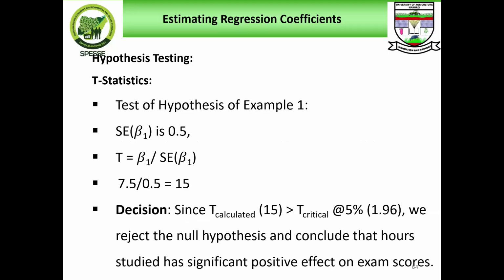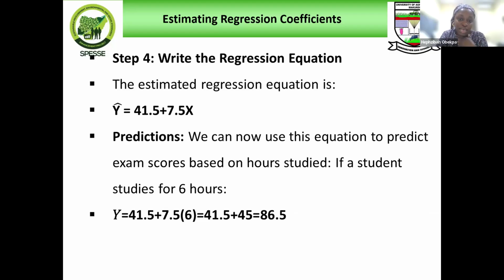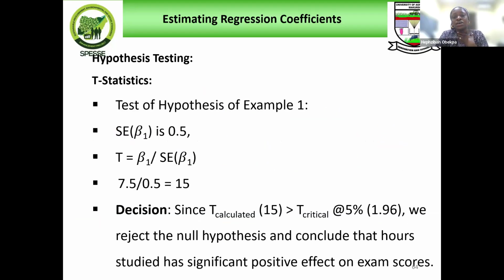Now, hypothesis testing. This is how you calculate your T statistics for this particular example I've given. In this one, T statistics is 15. If T statistics is 15, it is greater than 2.56. We are saying it is significant at 1% level. So we say that of a truth, the number of hours you study significantly affects your outcome.